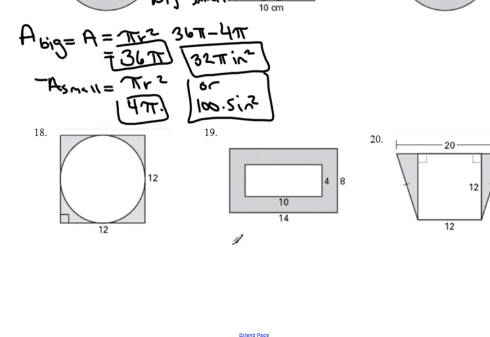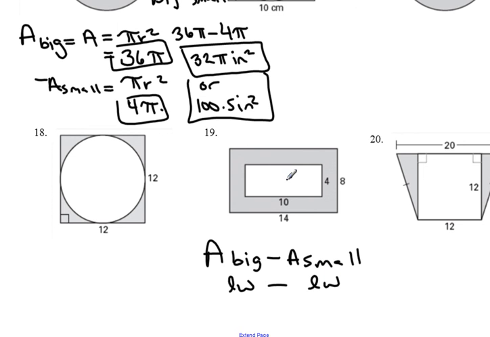Okay, number 19. Same thing, but now we have rectangles. We're going to take the area of the big and subtract the area of the small. So the bigger rectangle is length times width, and the smaller rectangle is also length times width. The length of the big rectangle is 14. The width of the big rectangle is 8. We're going to take that number and subtract the little rectangle. The length of the little one is 10. The width of the little one is 4.